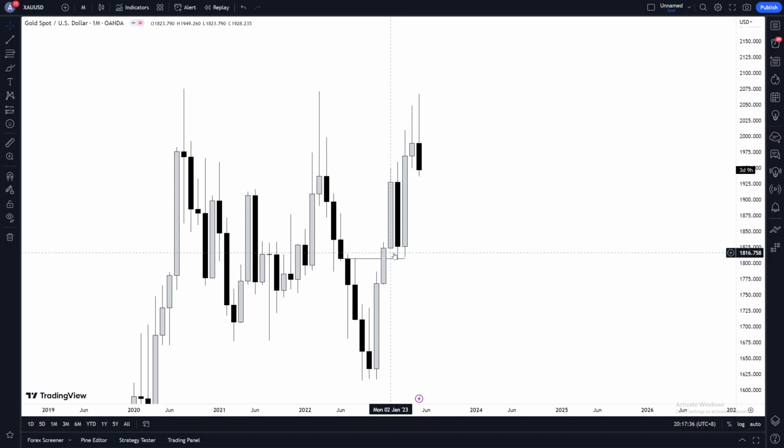There's been a lot of confusion in the comment section talking about, Avi, how can this be an SNR flip, so resistance becomes support, when it's already been tested? My friend, my question is very simple, and I don't mean to sound sarcastic, wherever you're from. What does this sell have to do with testing this level as a support?